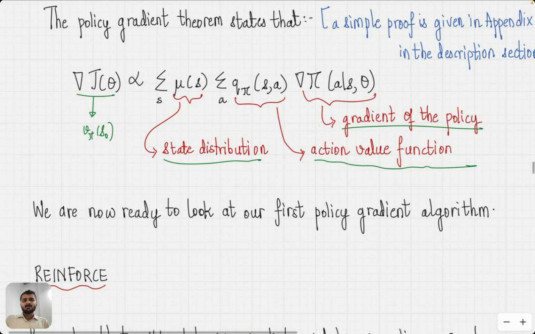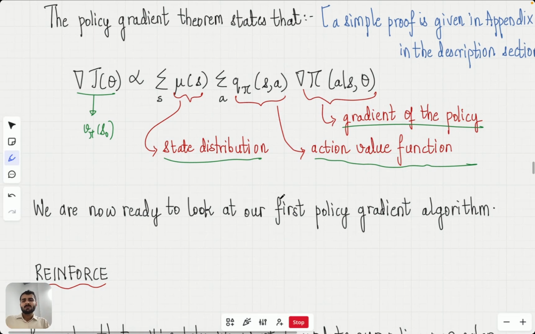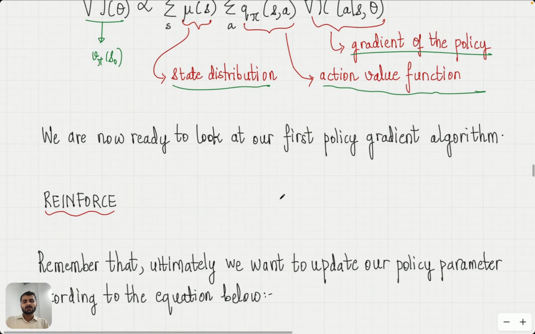In today's lecture, we are going to build upon the policy gradient theorem and look at our first algorithm in which we are going to use the result of the policy gradient theorem, our expression for the parameterized policy, and the gradient ascent algorithm to find out the policy parameter which maximizes this performance measure. Let's start with our first policy gradient algorithm, which is called REINFORCE.